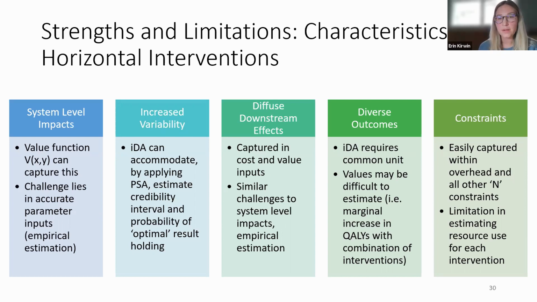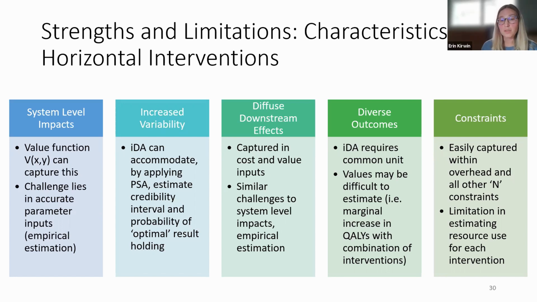For diffuse downstream effects, these should be fully captured in the cost and value inputs for the full range of relevant horizontal and vertical interventions, but there are the same empirical challenges as for system level impacts. Diverse outcomes, this isn't a problem for the diagonal approach theoretically, since all values and costs are estimated in the same units, and that's done by converting quality to cost. Again, you'd run into the empirical challenge of estimation, but that's not a theoretic challenge.